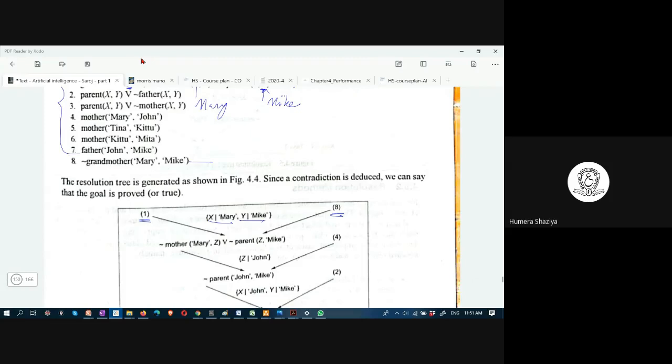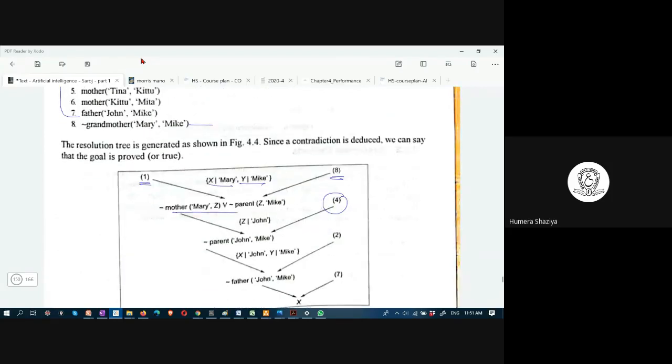We got this. And now from this statement, this clause and clause number 4. What is clause number 4? Mary is mother of John. When you combine both, what happens from this? You get a value John for Z. Now not mother and mother get eliminated. What is left is not parent, parent, John, Mike. This clause with the clause number 2.